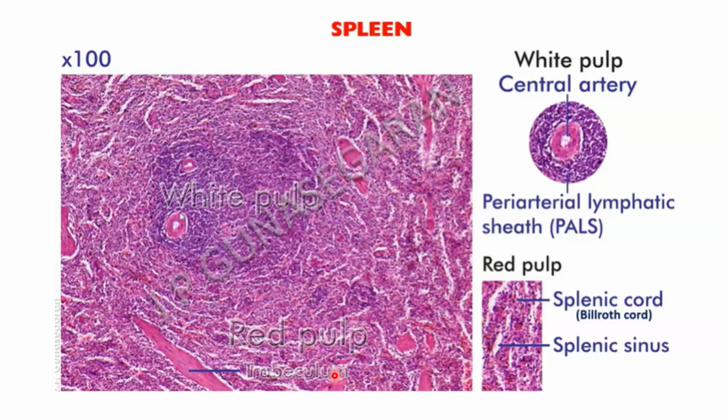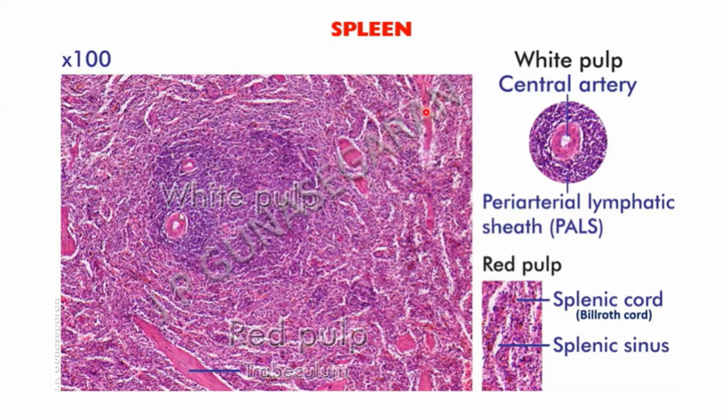You can see we have a white matter here, a white pulp. This is the white pulp. So this white pulp will contain a mantle zone. And then this white pulp also contains the germinal center. The germinal center will contain the central artery with periarterial lymphatic sheaths.